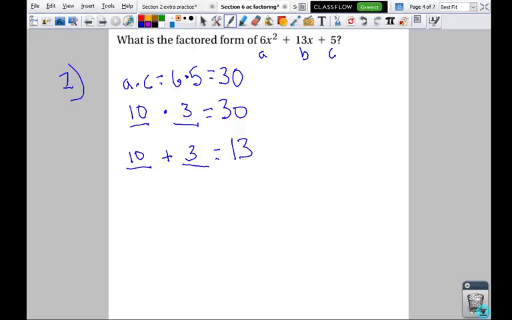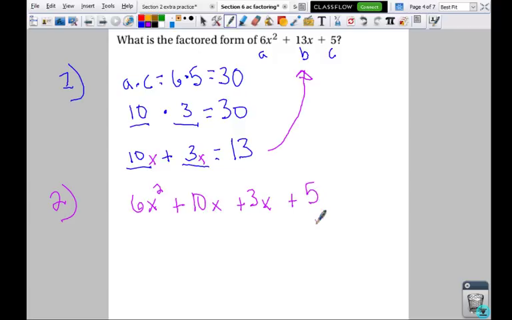And then step 2 says take those numbers, the 10 and the 3, and you put x's on them because we had x's, right? And we're going to take these, and instead of having this 13x, we're going to replace it with 10x plus 3x. So this is my step 2 now that I'm going to work on. So, 6x squared, that stays the same. Plus 10x, then I'm going to have plus 3x. And then at the very end, I'm going to have plus 5.